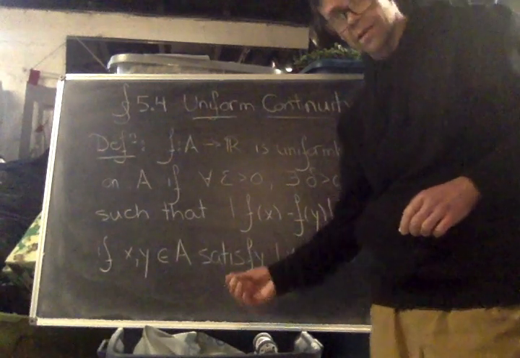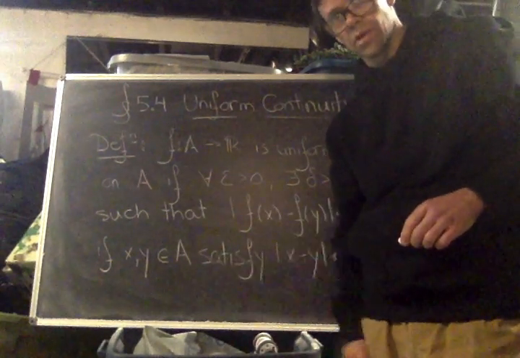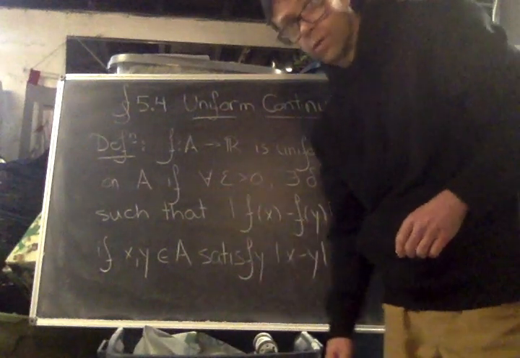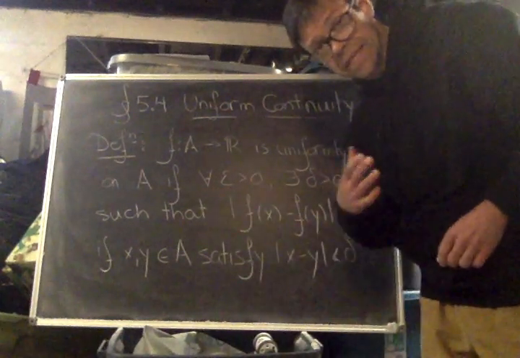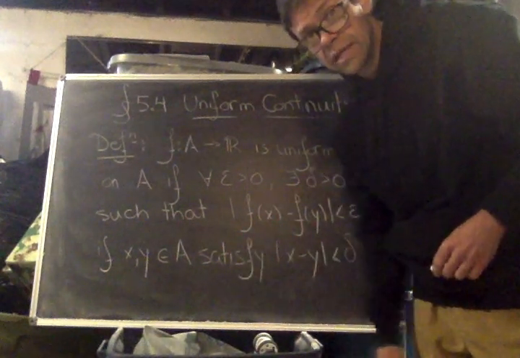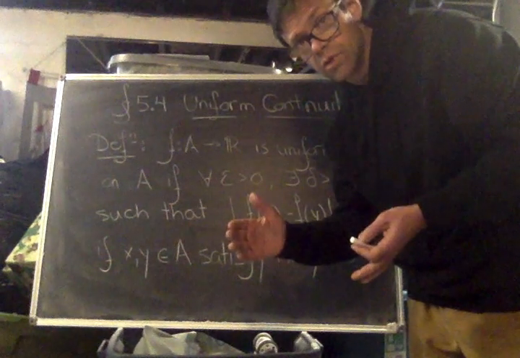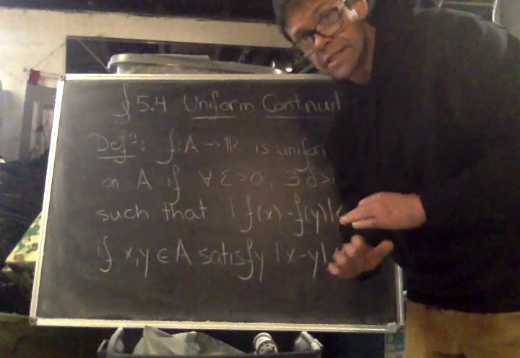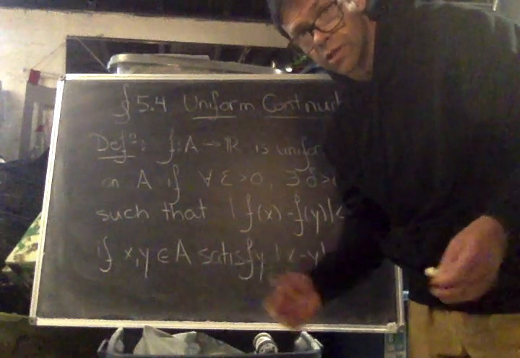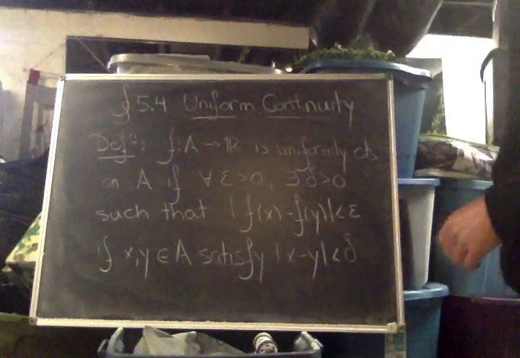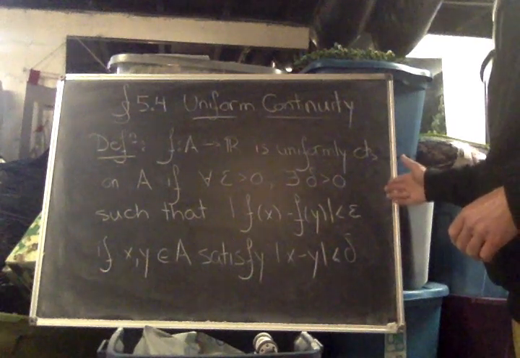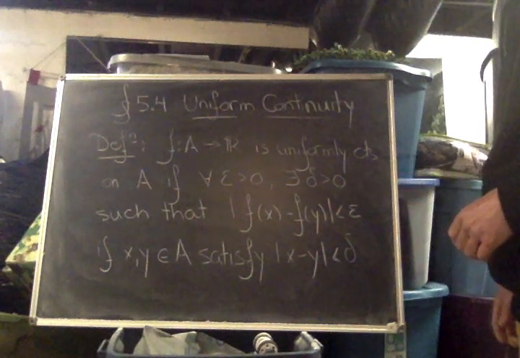You can have exactly the same function. So we'll have an example in a moment, the function f of x equals x squared, where we will be able to see that that function is uniformly continuous if it's defined, say, on some closed bounded interval, and it is not uniformly continuous if it's defined, say, on the whole real line. So that is the official definition of uniform continuity.